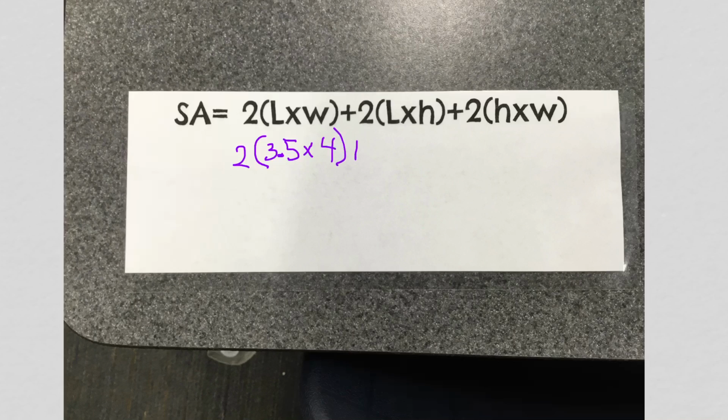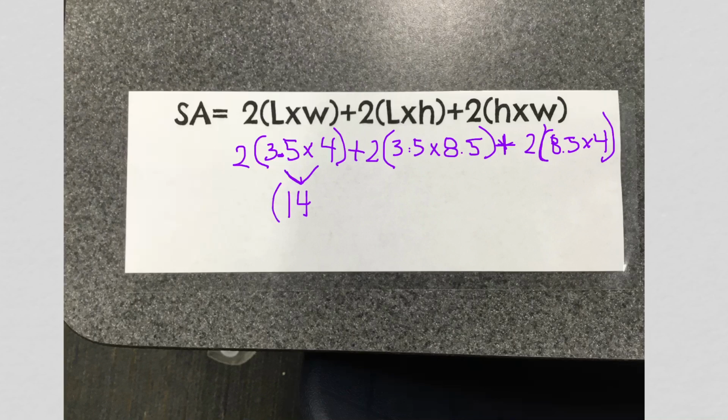4 plus, make sure you're bringing everything down. What's my length again? 3.5. What's my height? 8.5. Thank you. Plus, what's my height? 8.5. And what's my width? 4. Okay, with your calculator, put in 3.5 times 4 real quick. What do you get? 14. Now, don't forget, bring your 2 down.